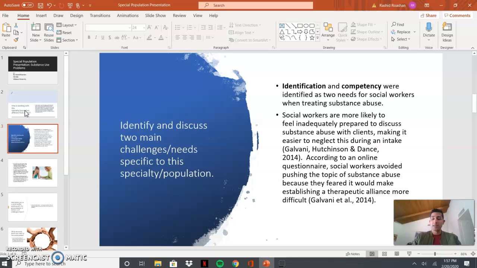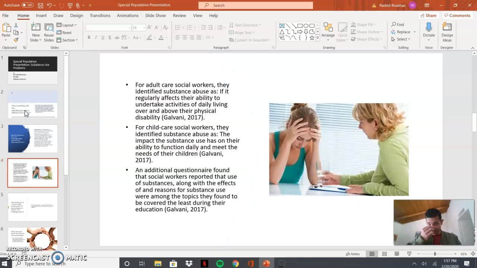According to the online survey, social workers had a difficult time assessing what constituted substance abuse, and over one-third found it very difficult. Social workers can work with adult or children populations, but what this questionnaire found was that adult care social workers identified substance abuse as whether it regularly affected their ability to undertake activities of daily living over and above the physical disability, whereas child social workers identified substance abuse as whether it impacted their ability to be a parent and meet the needs of their child.